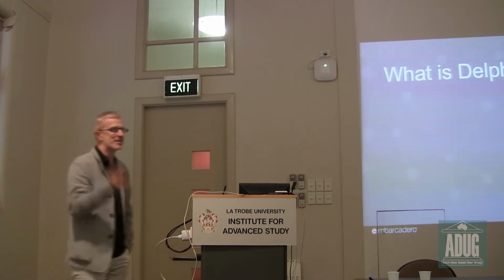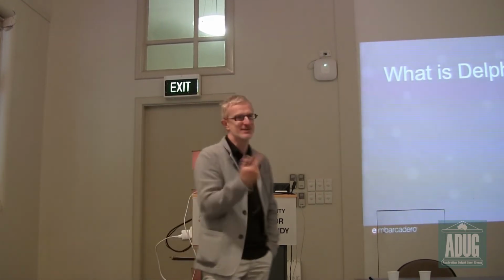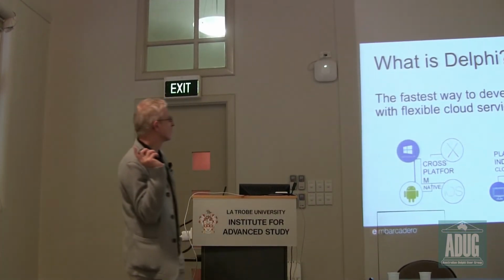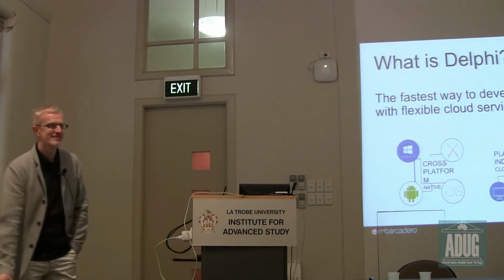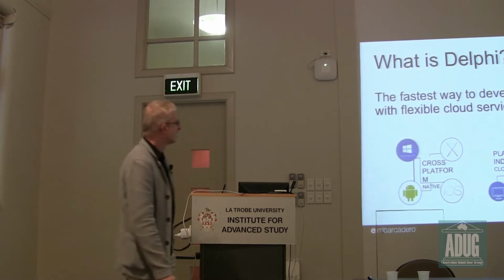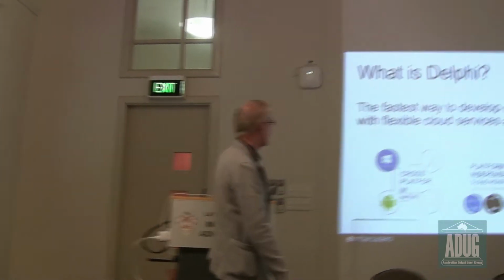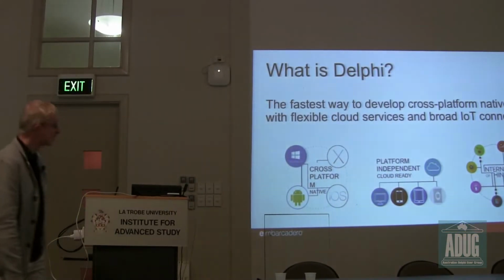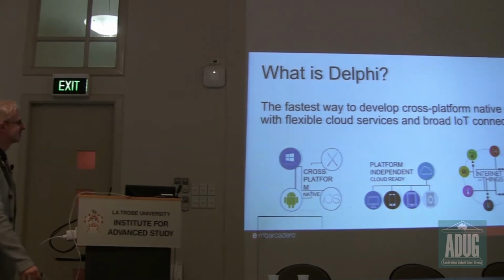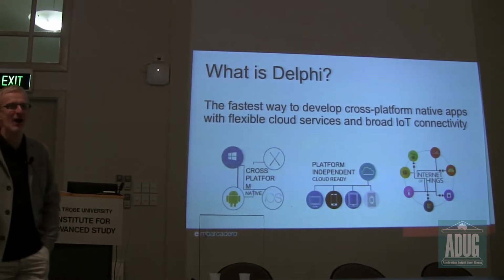So, what's the product? This is a standard presentation, so I'm going to go very fast, specifically on the first part. I guess you know what it is. This is the marketing lingo: the fastest way to build cross-platform native apps, flexible cloud services, and rich connectivity, whatever that means. It's a great tool. I use it for a lot of different things.